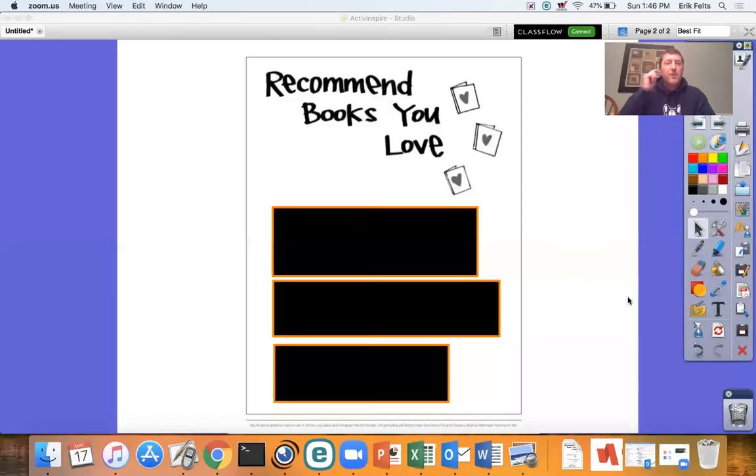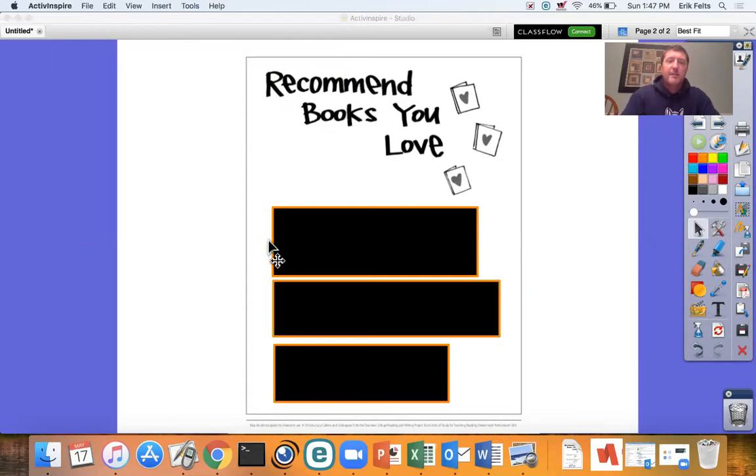So I'm gonna go ahead and share my screen. And on the screen, you'll notice that there's a chart here. It says recommend books you love. Okay, so I'm gonna share a book that I love that we have read and watched a little bit this year: Frog and Toad Are Friends. Now I looked at the table of contents, and I noticed that one of my favorite stories in this book is called A Lost Button. I've read it numerous times. I really enjoy this. So you might wonder, how can you recommend books you love to people?